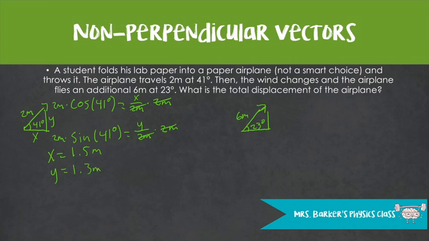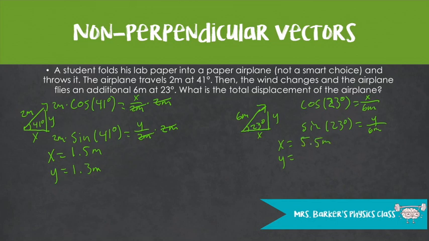I'm going to do the exact same thing over here with my second triangle. So cosine of 23 degrees equals x over 6 meters. Sine of 23 degrees equals y over 6 meters. And so this should result in 5.5 meters in the x direction and 2.3 meters in the y direction.